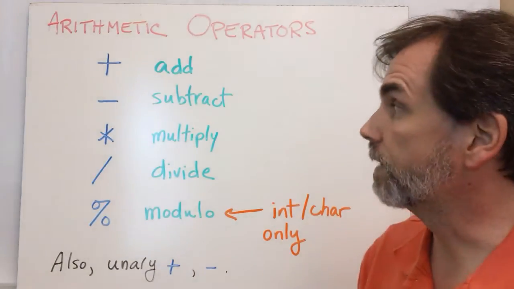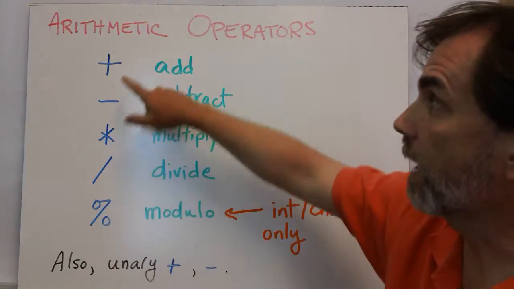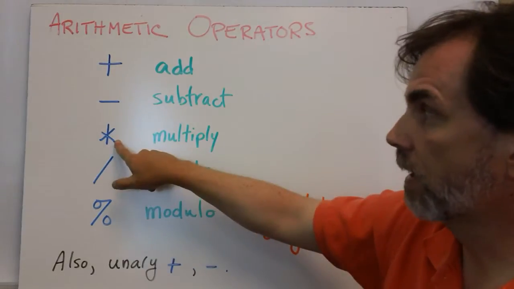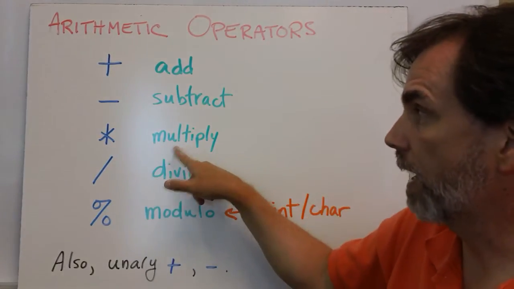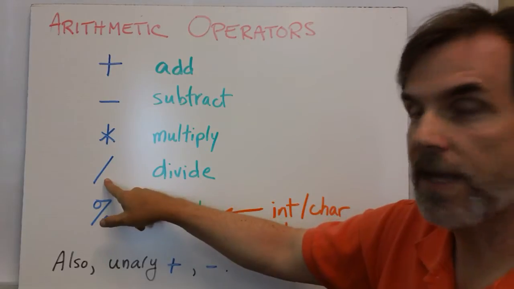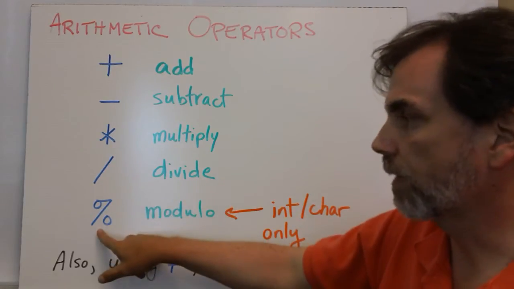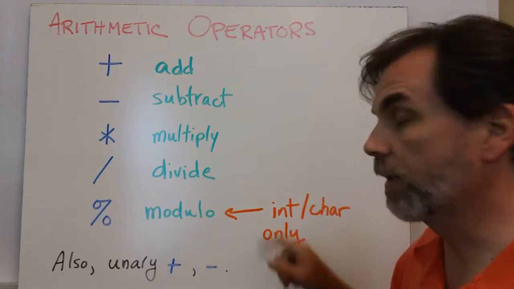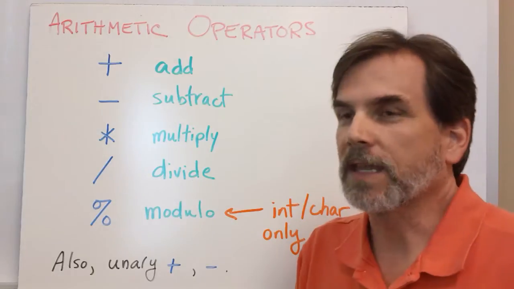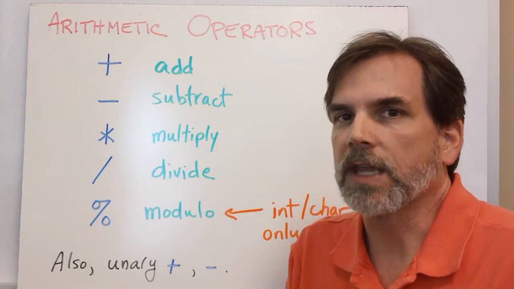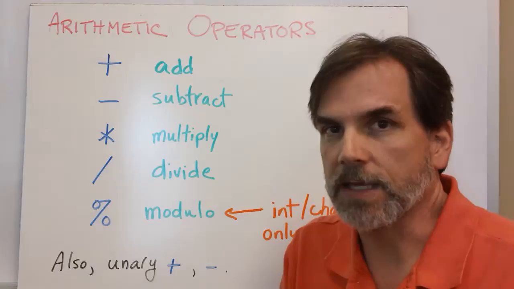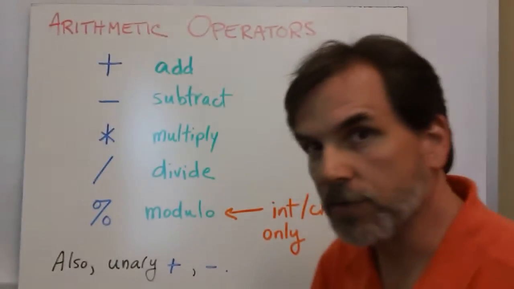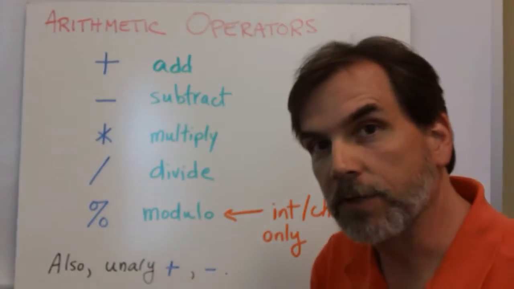So in C we have these 5 arithmetic operators. We have plus, which performs addition, minus for subtraction, the asterisk character to multiply, and the / character to divide. We also have the percent character, the modulo operation, that only works for integers or characters. Now a character is just a number underneath, so you can think of a character, when we're doing arithmetic on it, as a small integer. So these work on floating point and integer values, and modulo only works for integer values.